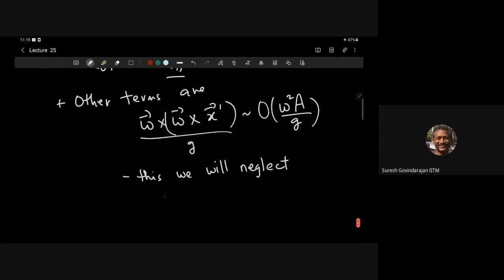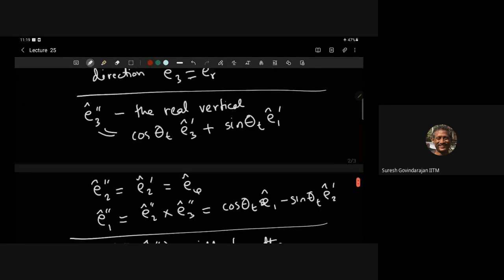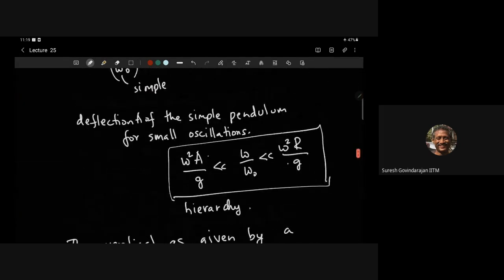Compared to the Coriolis term, which will have only one power of omega. So this is the hierarchy. Okay, so we have this hierarchy. This we have taken care of. This is very, very small, so I throw it. So I want to only look at this effect. This is for Coriolis.